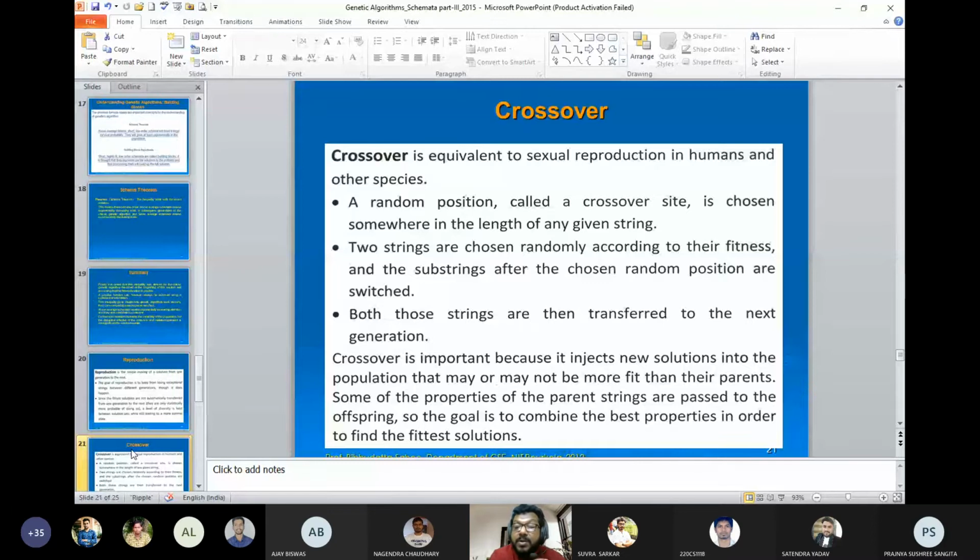So the crossover is important because it injects new solutions into the population. It injects new solutions, but they may not be fit, and may not even be a solution. That's why it requires a control mechanism so that the offspring produced will also be a solution, and that is carried out with a different crossover. If you look into the traveling salesperson problem, and you are using a single point crossover, then in the combination of cities you find, a particular city may be repeated.